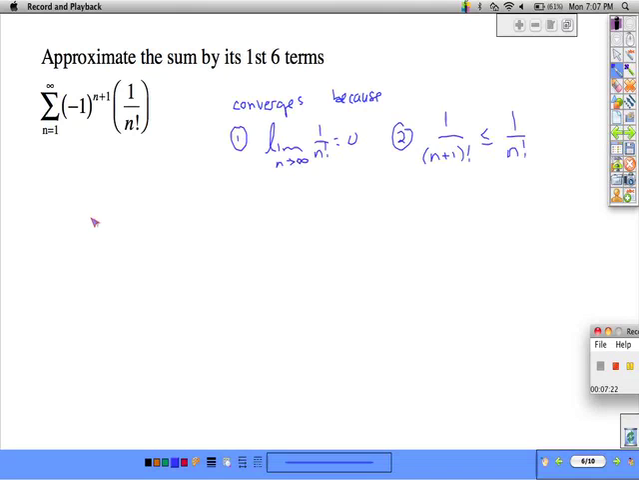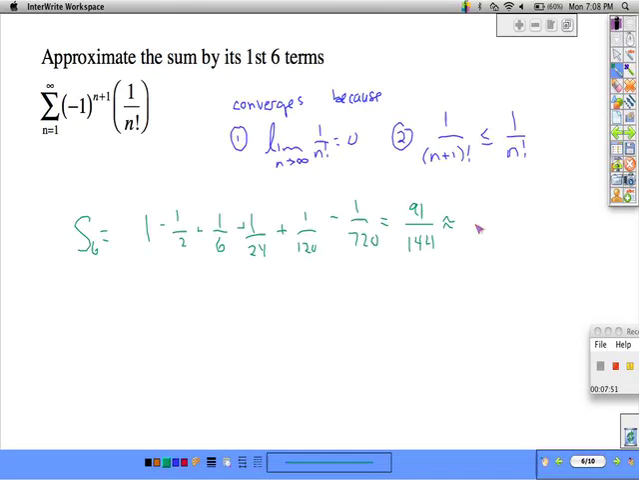So I'm going to write down s sub 6. I want to find that. I get 1 minus 1/2 plus 1/6 minus 1/24 plus 1 over 120 minus 1 over 720. And that is equal to 91 over 144, or approximately 0.63194.